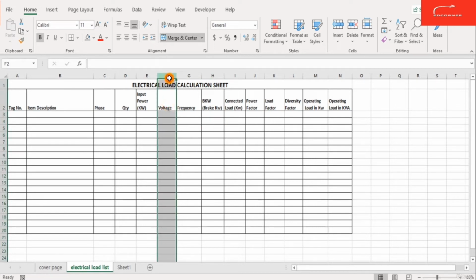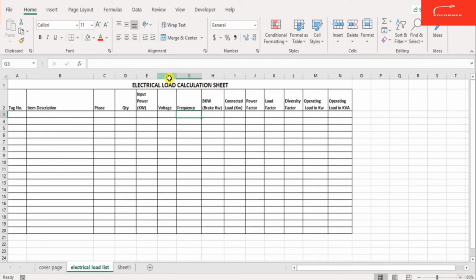Next column is the voltage. Voltage is required just to mention the voltage. For example, if it is single phase, I will provide 230 standard voltage over there. If it is three phase, I will provide 415 volt. There is no calculation behind this voltage with electrical load, but we need to mention the voltage itself.